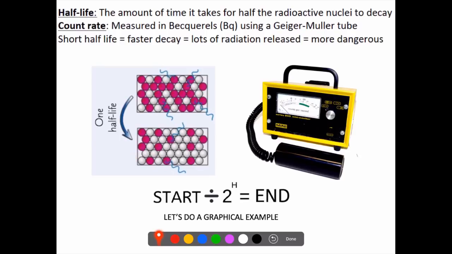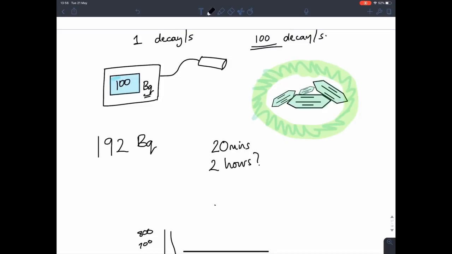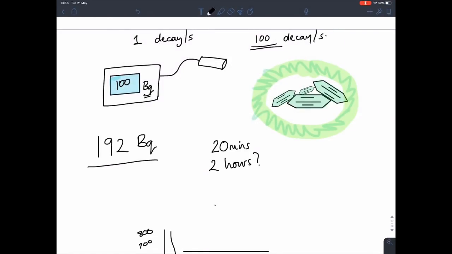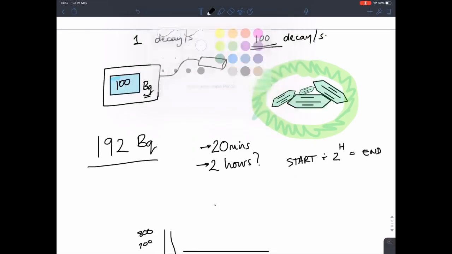With half-lives, they can also always give you calculation questions. For example, they'll say a substance has 192 becquerels initially. The half-life is 20 minutes, so that means every 20 minutes, that number is halving. How much would you have after 2 hours? To answer this question, we're going to use the following formula: number of becquerels at the start divided by 2 to the power of h is equal to number of becquerels at the end. At the start, how many do we have? We have 192 becquerels.